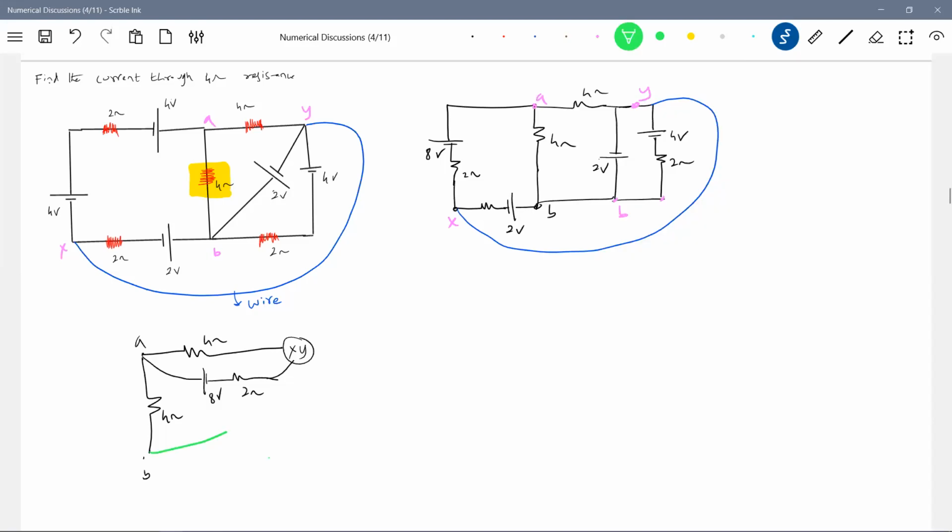And now you have to really question your teachers, like, why are you writing 2 volt only? What happened here? Why are these two not there? This is what I'm replacing with 2 volt. So where did the wire go? We have made X and Y common, no? So then there's no question of the wire again. This is our 4 ohm. Hope everyone is able to understand.